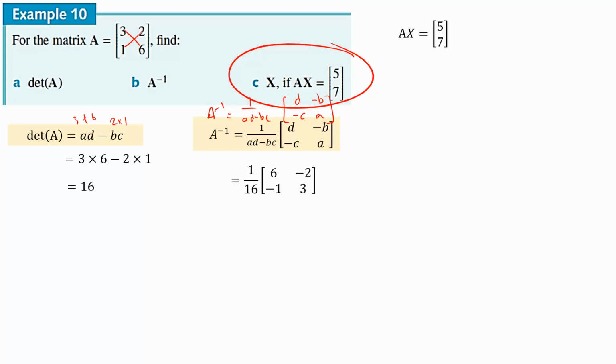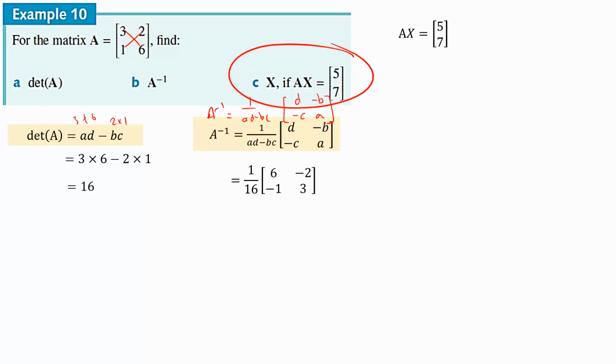Now your goal in part C is to find X. You've got matrix A times X equals 5, 7, which is what I have over here. What's the issue? You don't have divide. You want to get rid of matrix A. We can't divide. We can add, subtract, and multiply, but I need to get rid of that A. Or we can use the inverse. We can multiply by an inverse.